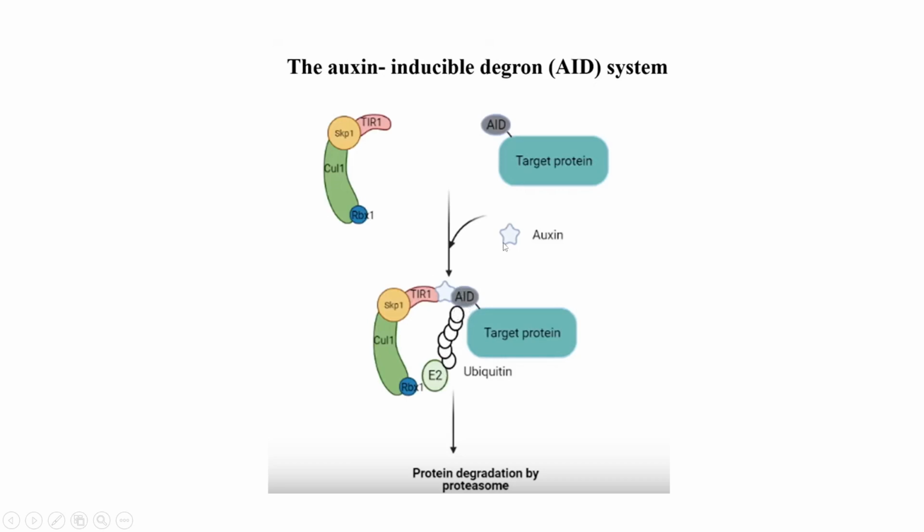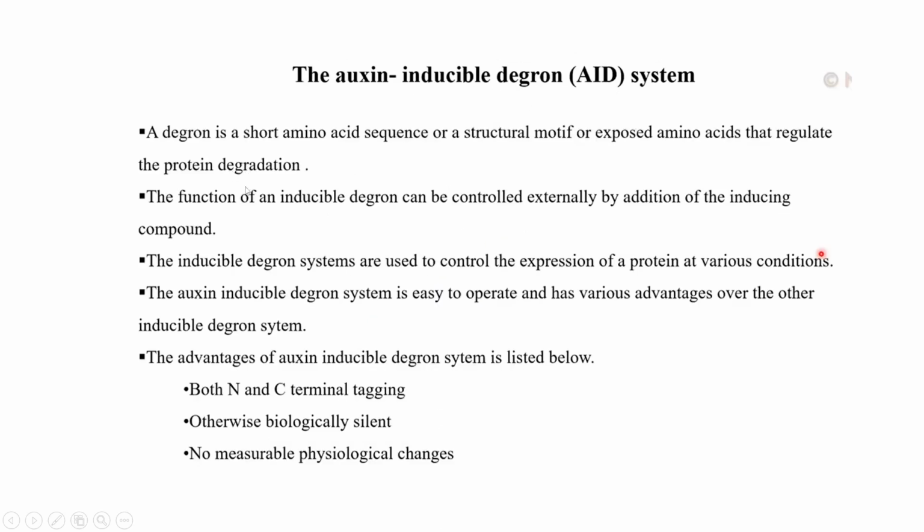And this complex will only form when auxin is present. So auxin will bridge the gap between these two protein components, AID and TIR1, and then the ubiquitin will be attached to the target protein, and then it will go to the proteasome mechanism. So this is the auxin-inducible degron system: when auxin is present, then only the degradation will occur. When auxin is not there, the degradation will not occur. That is why it's called auxin-inducible.